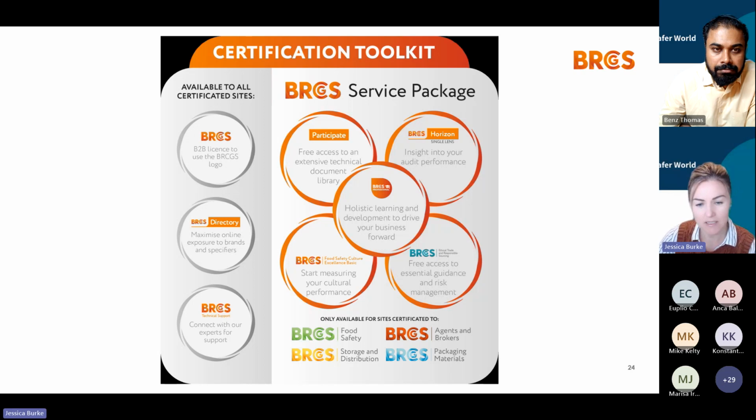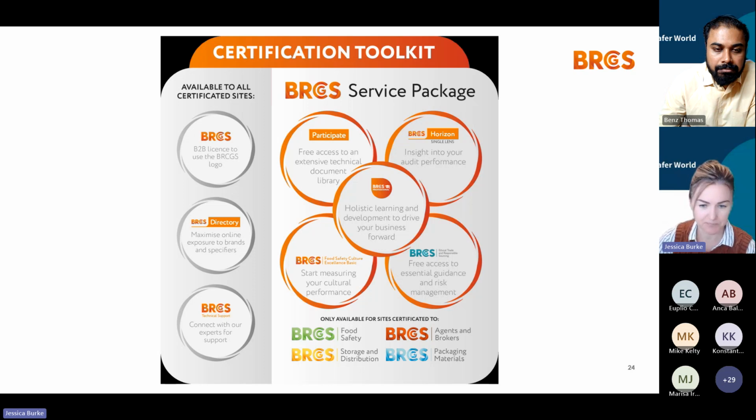And then Ben's talked a little bit about the food safety culture excellence module earlier. So sites also get an introduction to this module, which is tailored for BRCGS certified sites specifically. And it offers early insights into their cultural performance. The module accommodates up to 6 respondents, and it generates an online report which spans 2 of the 4 categories and 2 dimensions.